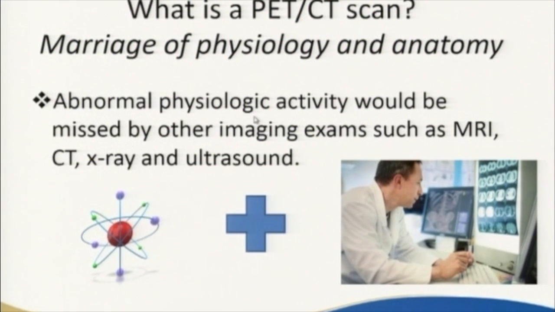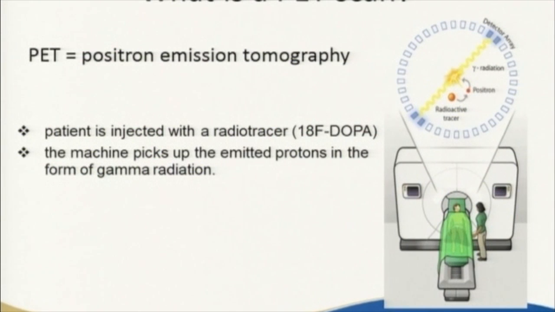So what is a PET scan? PET CT scan. It's a marriage of physiology and anatomy. So you can't do both with a PET scan alone. So the CT scan really helps us use it as a roadmap. So I can say to Dr. Adzik, go right here. So what the PET scan does is it picks up abnormal physiologic activity that would be missed by other imaging studies, such as MRI, CT, X-ray, or ultrasound. And it is a radioactive material that is tagged to a naturally occurring substance that your body uses.